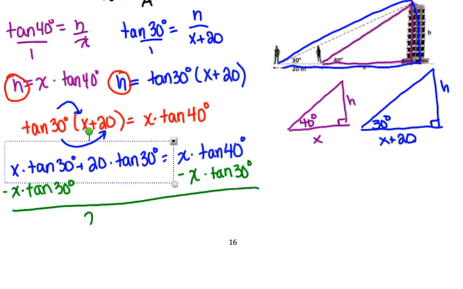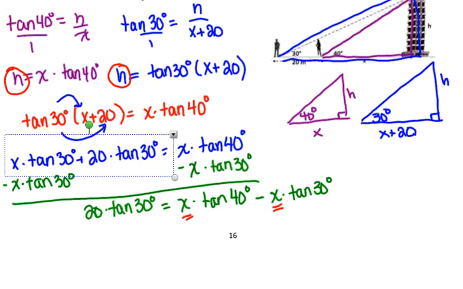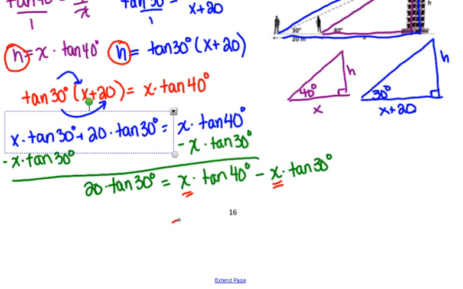When I do that, I get 20 times the tangent of 30 degrees on the left side, and on the right side, I've got the difference of those two terms. So x times the tangent of 40, subtract x times the tangent of 30. Both of the terms on the right side have an x in them. That's important because now I can go ahead and factor out the x. So this becomes x times tangent of 40 degrees, subtract tangent of 30 degrees.